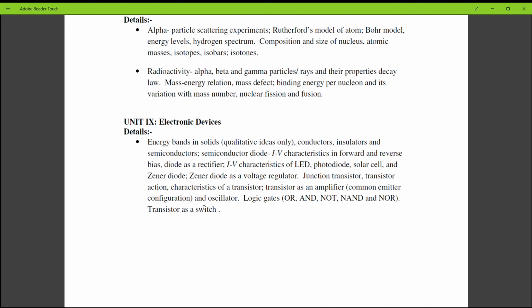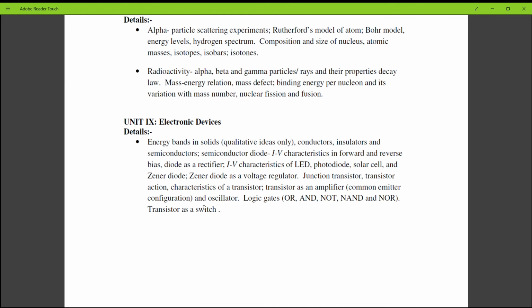Diode as a rectifier. I-V characteristic of LED, photodiode, solar cell and a Zener diode. Zener diode as a voltage regulator. Junction transistor. Transistor action. Characteristic of a transistor. Transistor as an amplifier, that is common emitter configuration only. And oscillator. Logic gates, OR, AND, NOT, NAND and NOR.